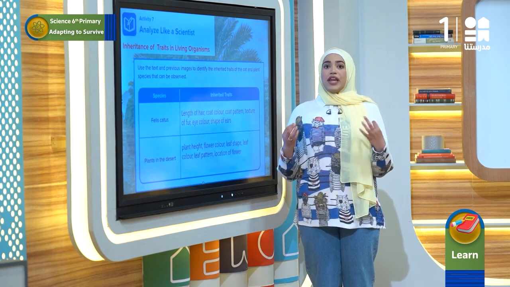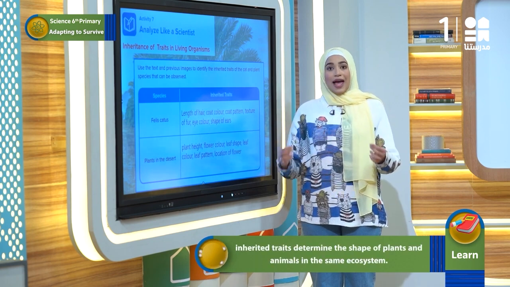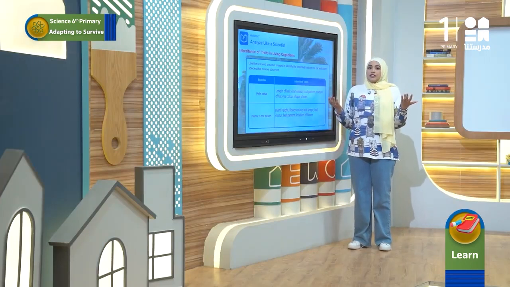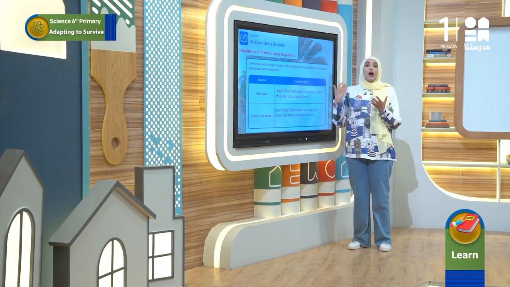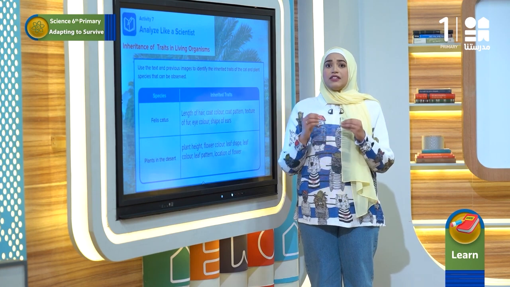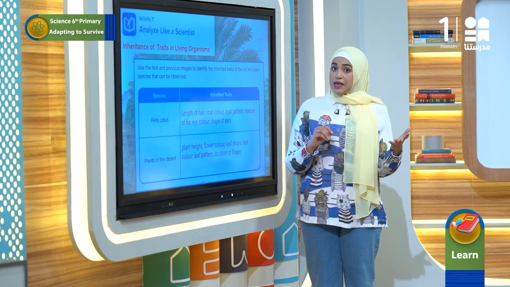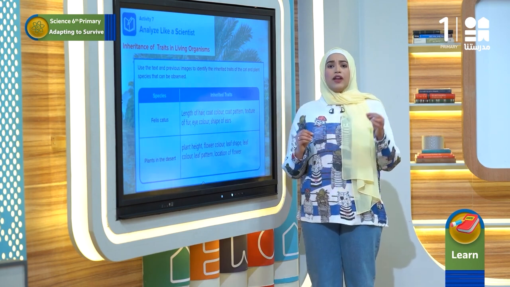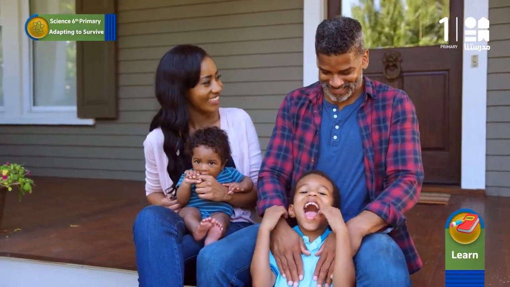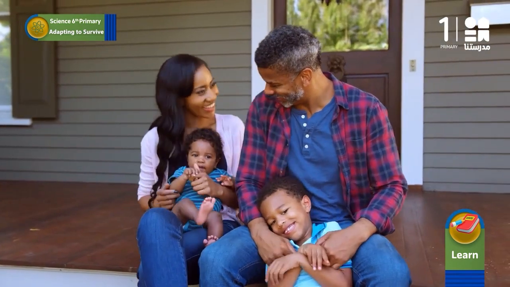So, we have a very important learning evidence, which is that inherited traits determine the shape of plants and animals in the same ecosystem. Are the general characteristics that distinguish a person, such as height, body shape, facial features, skin color, and other physical features that a person inherits and passes on to the following generations, found in other beings? Since man is one of the living organisms living on Earth, he is like any living creature that grows and develops and must be affected by the factors inherited from parents and grandparents.